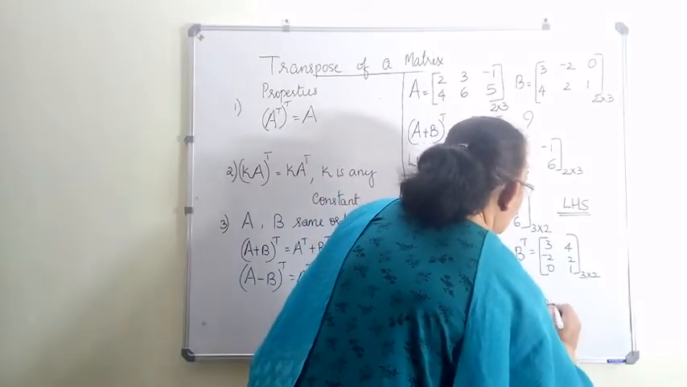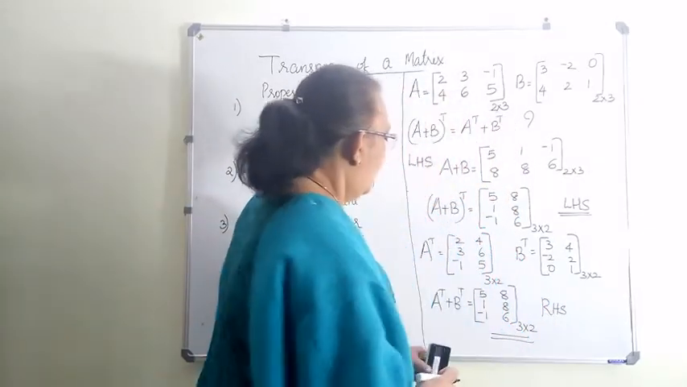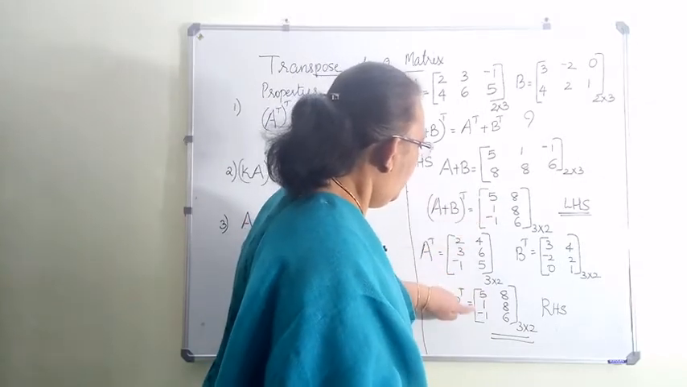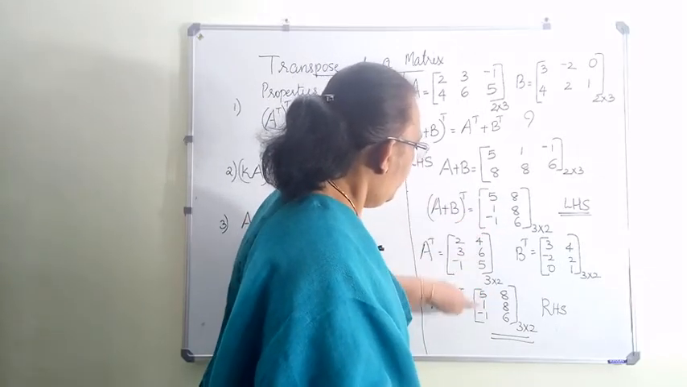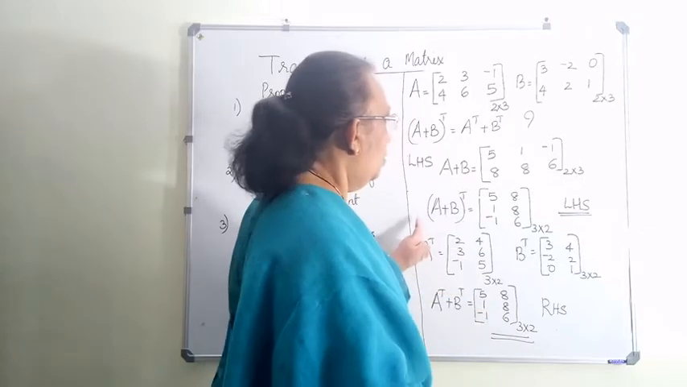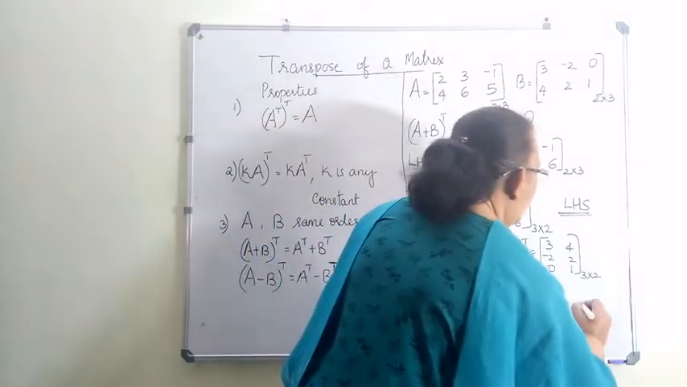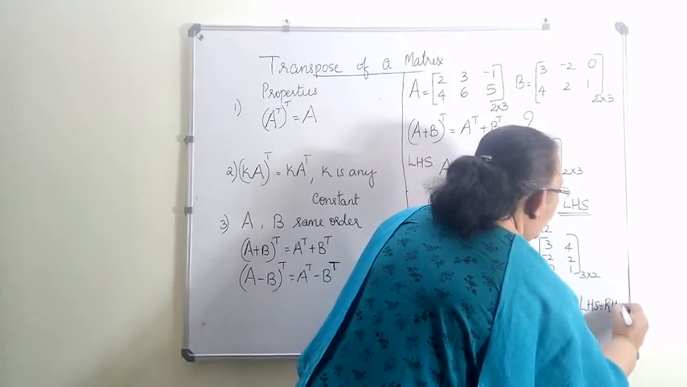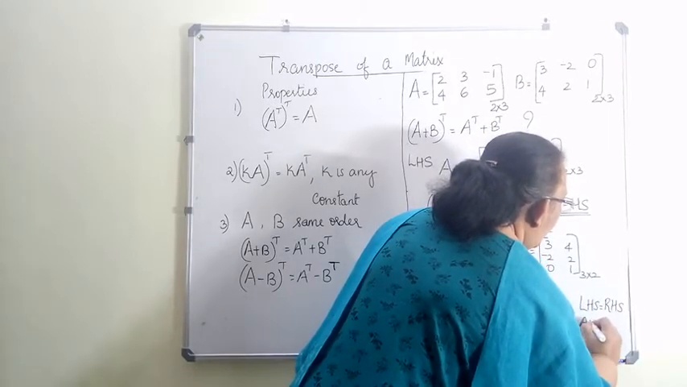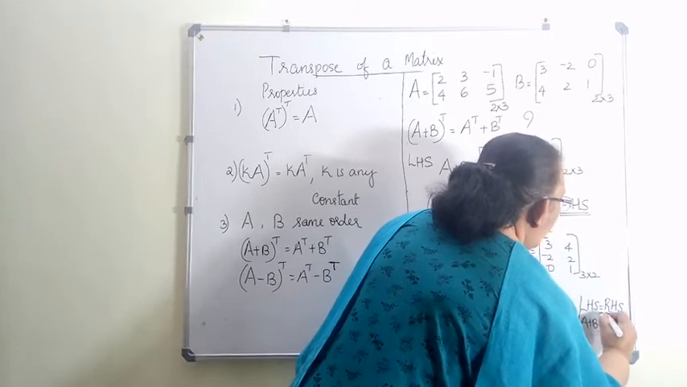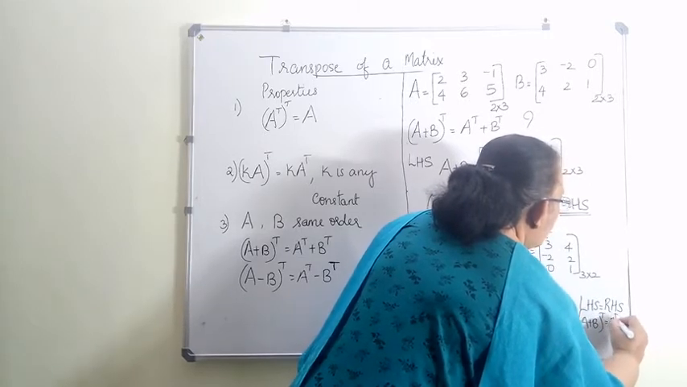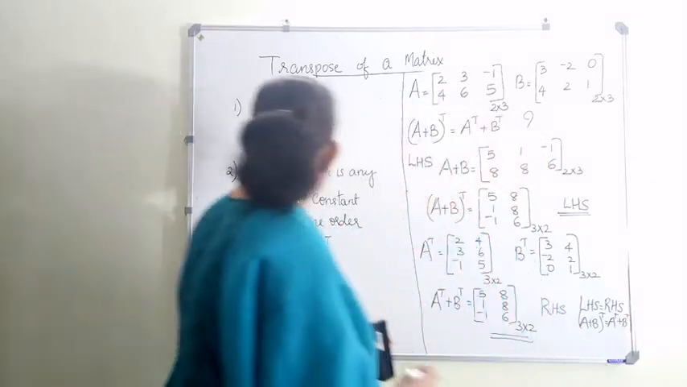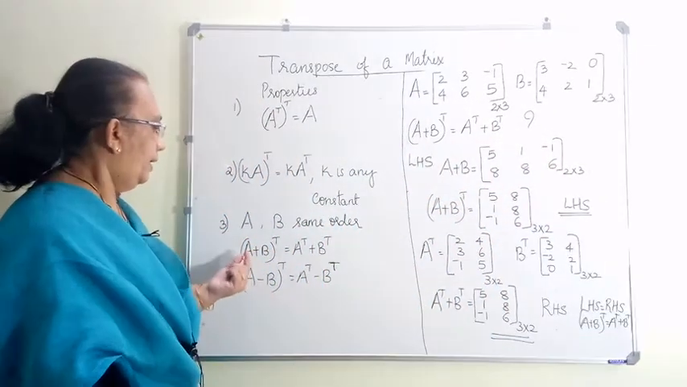This is your RHS. What about the LHS? 5, 8, 1, 8, minus 1, 6. So, what is the final result you are getting? LHS is equal to RHS, or it shows that A plus B the whole transpose is equal to A transpose plus B transpose. This is the third property.